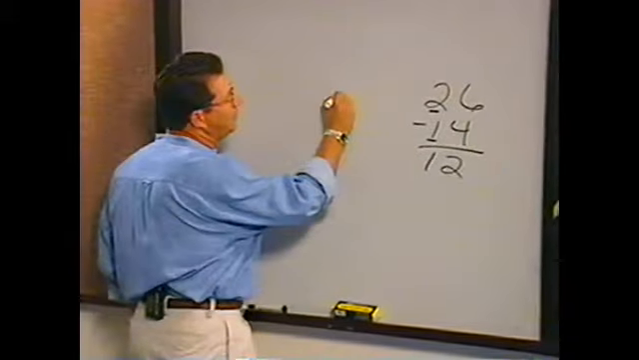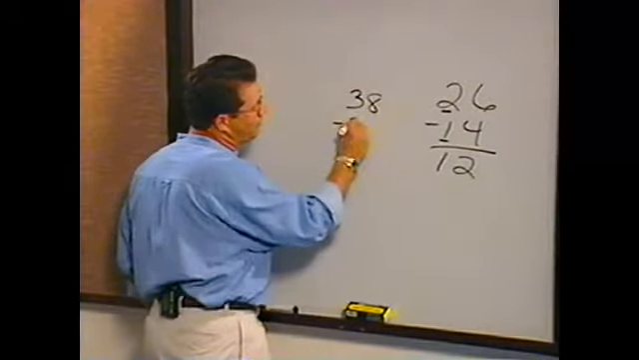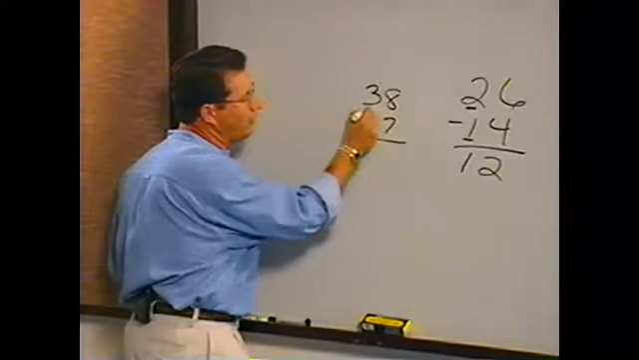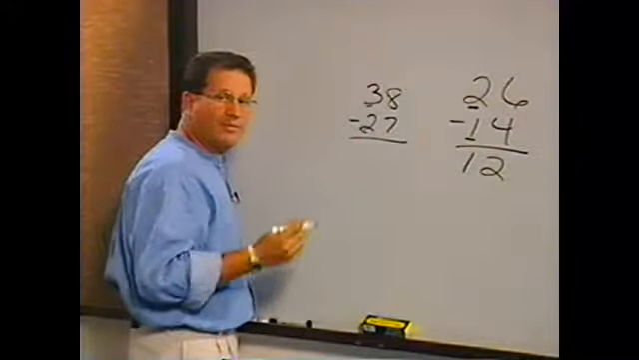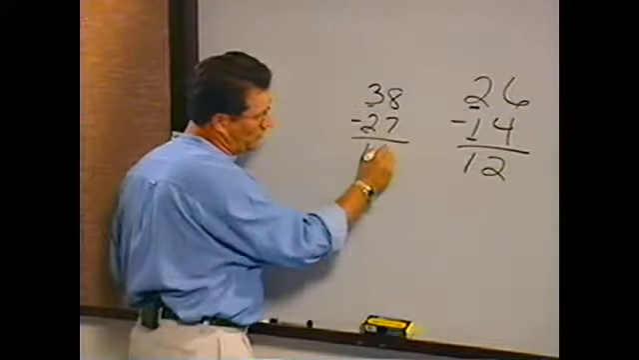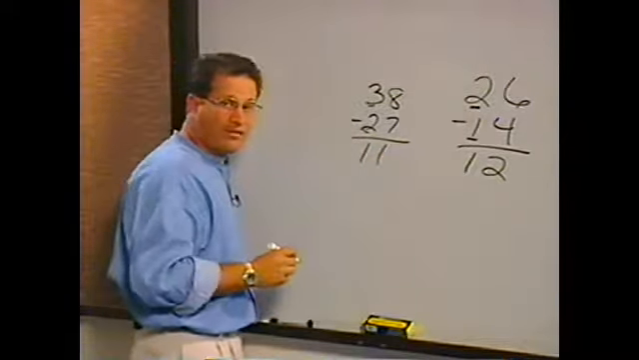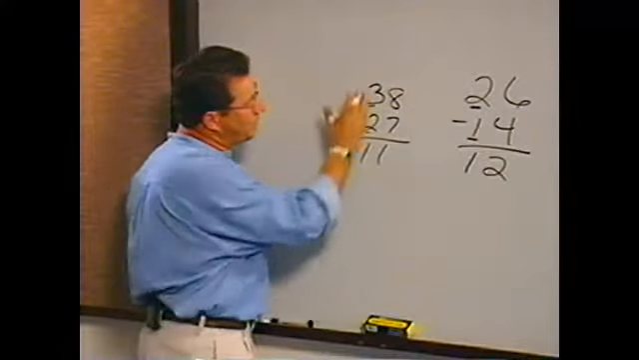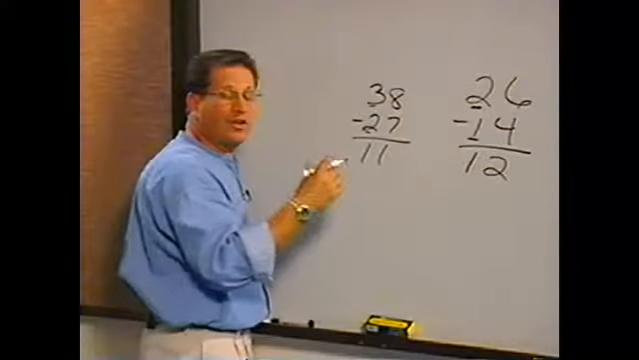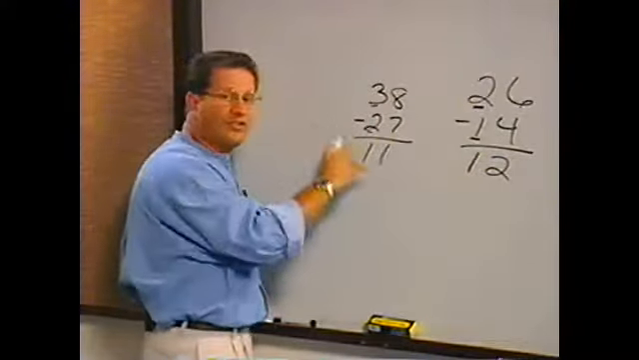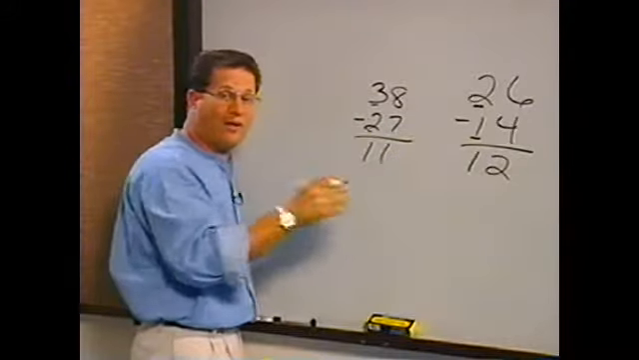Let's try another one. 38 minus 27. Starting on the left, what's 30 minus 20? 10. And then what's 8 minus 7? 1. So we have 10 and 1, or 11. You always keep the running total in your head, again, but you just do it one step at a time and make sure you understand the whole problem. Don't try to just read it one line at a time. Understand you're doing the whole problem at the same time in your head.